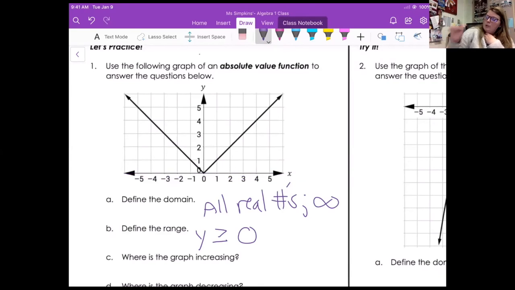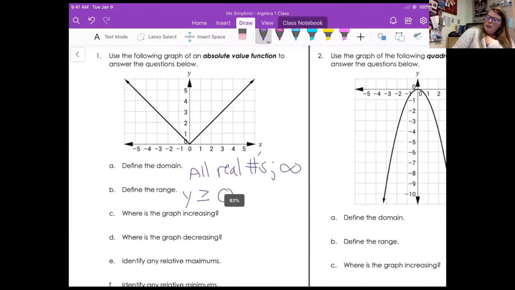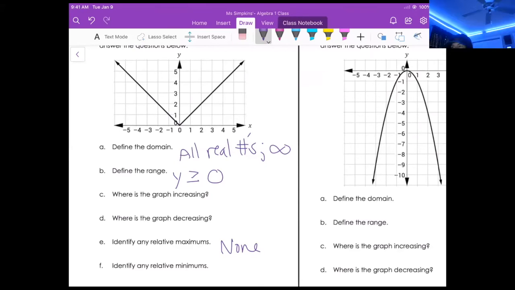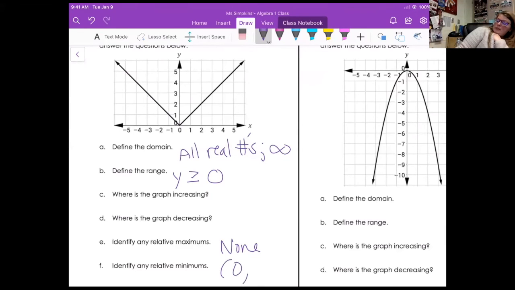Okay, I'm going to skip increasing, decreasing just for a second. Does this graph have a maximum? Does it have a hill? It does not have a hill, so we're going to say no maximum. Does it have a valley or a minimum? It does. Where? At the bottom. What point is at the bottom? 0 is not a point. (0, 0) is a point. Correct.